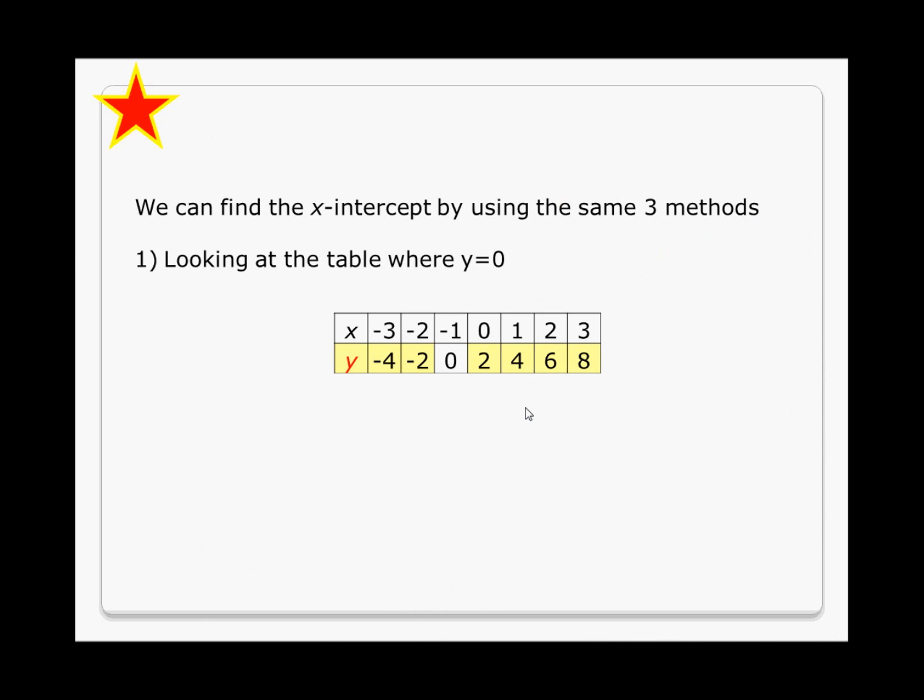So we can use the same techniques to find the x-intercept. Our first technique was to look at the table of values. But in this case, instead of looking to see where x equals 0, we're going to look to see where y equals 0. So I'm looking across the y values until I find the y value that equals 0. That gives me the x-intercept, -1, 0.